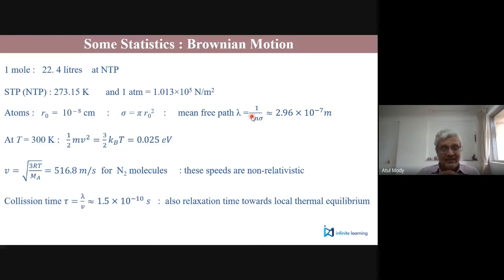You can write simultaneously. 1 mole occupies about 22.4 liters at NTP. NTP is 273 Kelvin temperature, which is 0 degrees Celsius, and 1 atmosphere is 1 into 10 raised to 5 Newton per meter squared.